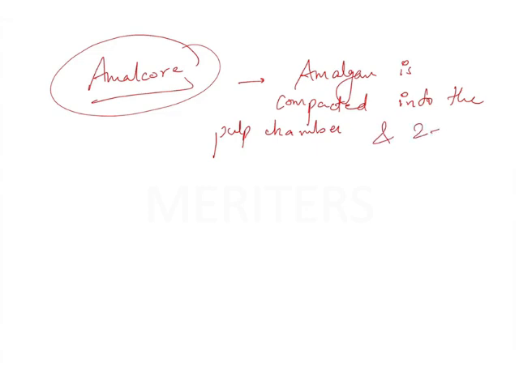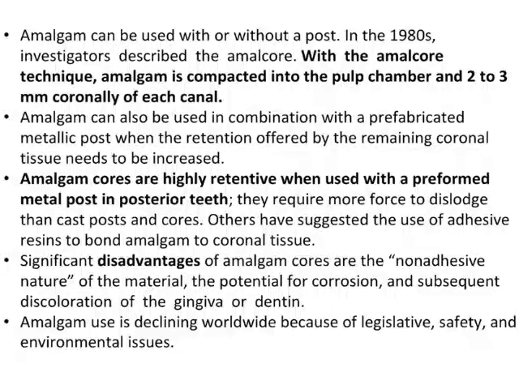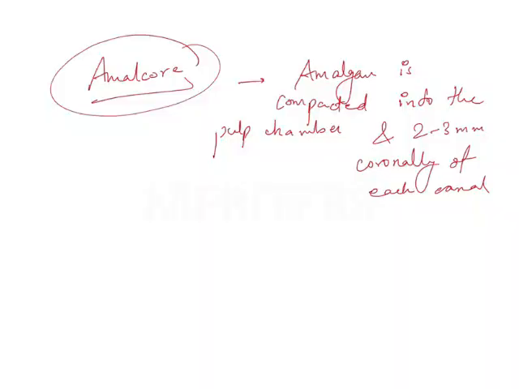and 2 to 3 mm coronally of each canal. Okay, in each canal, in the coronal area 2 to 3 mm, the amalgam is compacted. See, you can see here, this is the compaction of amalgam. Plus, this is the whole amalgam compacted. Here, initially, it is compacted here. Okay, so that is ML core.